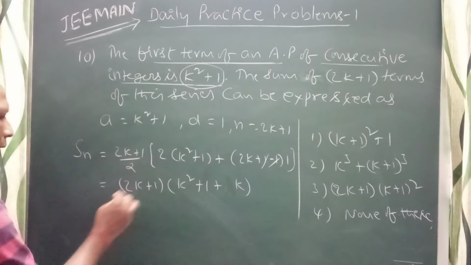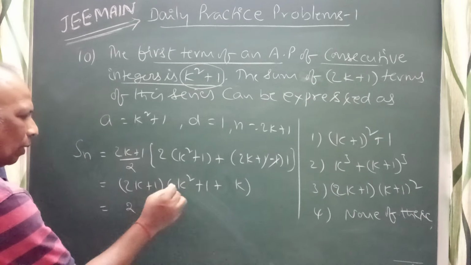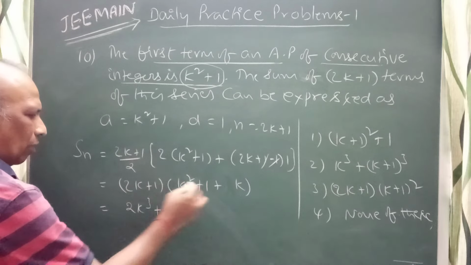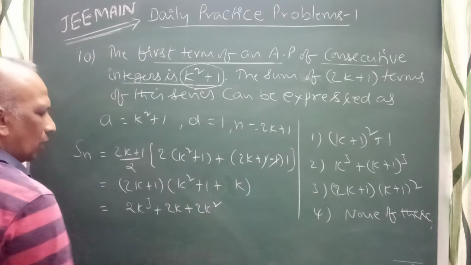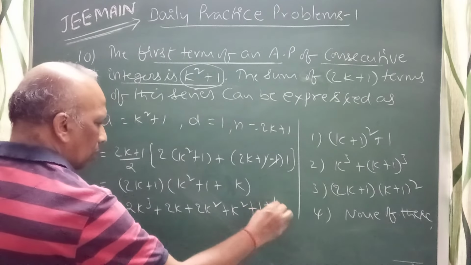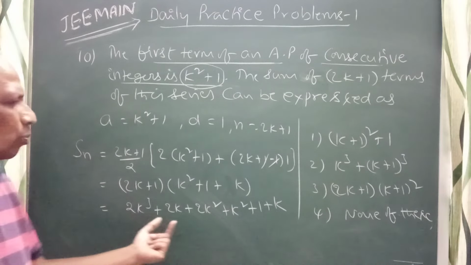So if I multiply this one, if I multiply everything, you will get 2k cube plus 2k square plus 2k, plus k square plus 1 plus k. Everything you will get like this. Now you can check this one. This is the expression here.